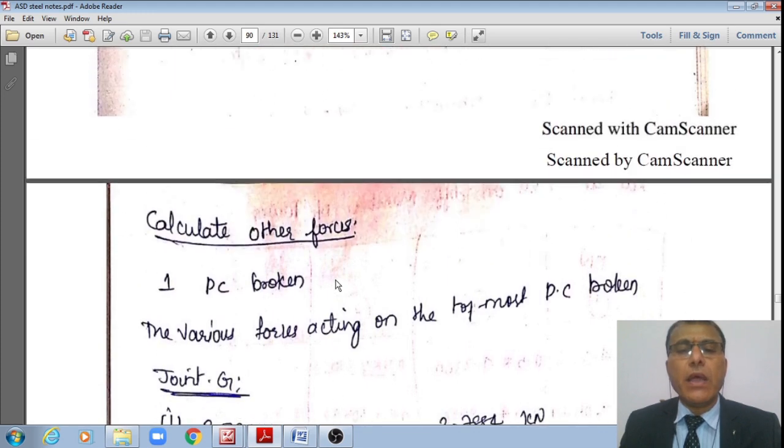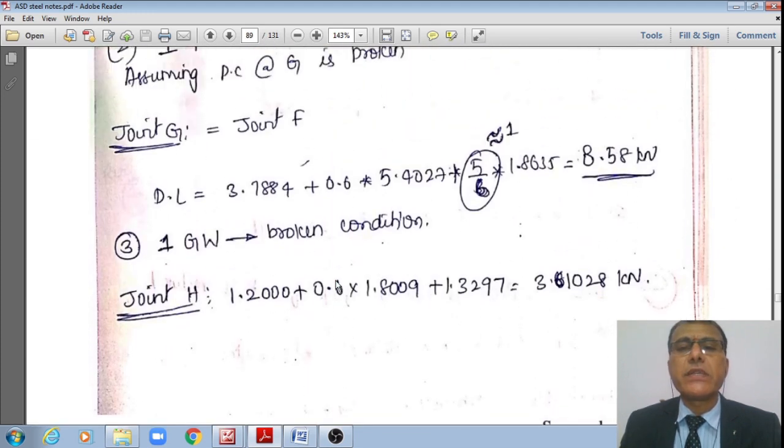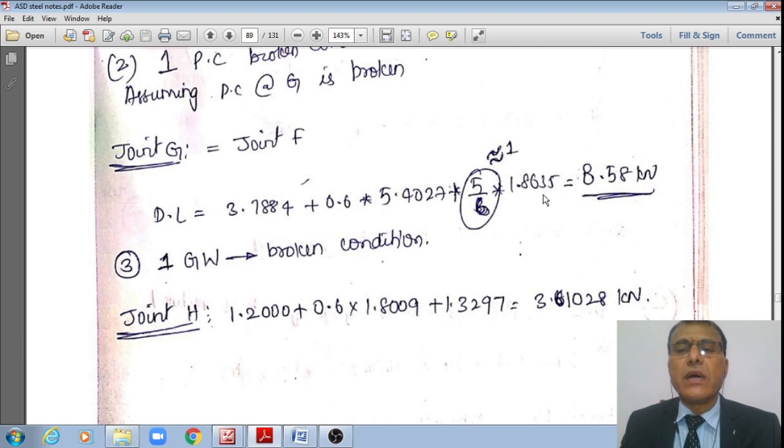3.2416 kilonewton. And also the third one is the lateral load due to the deviation. However, due to the deviation, there will be no change.